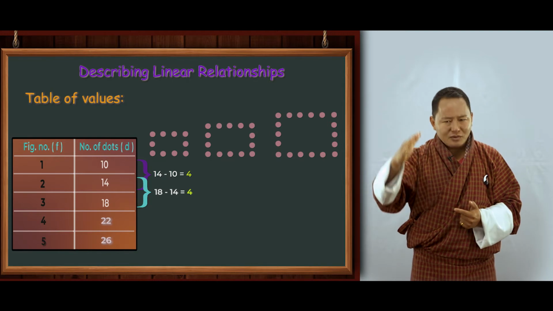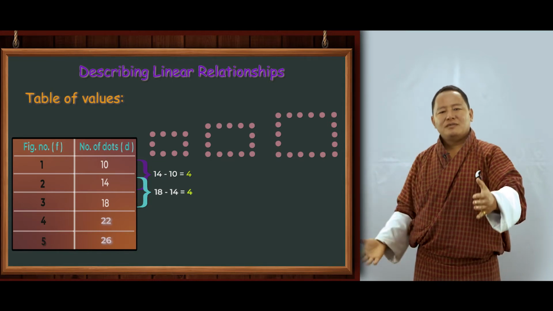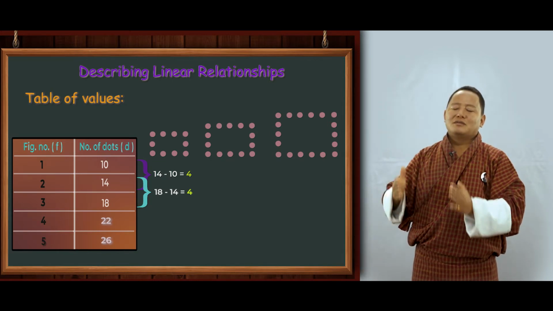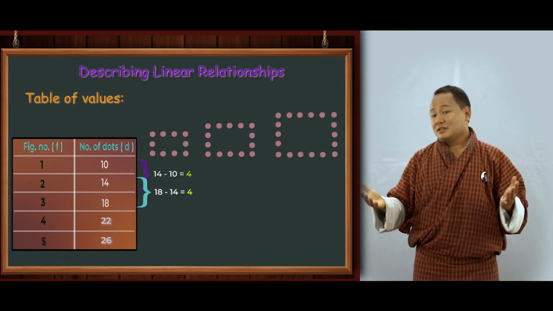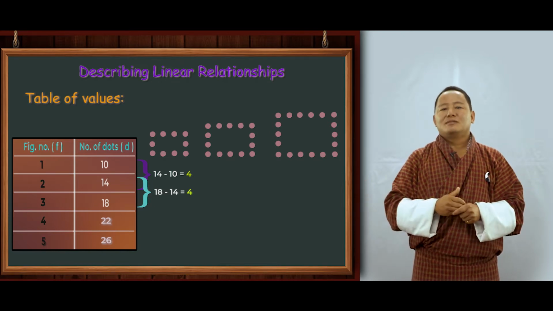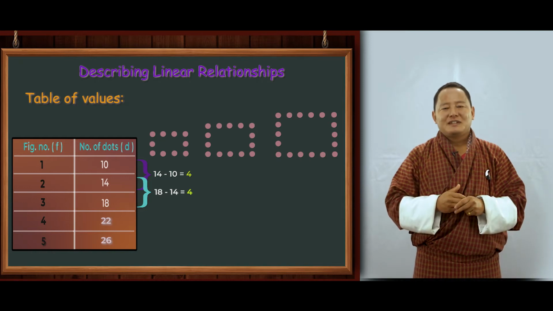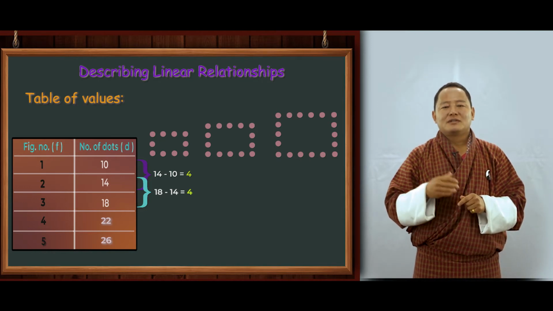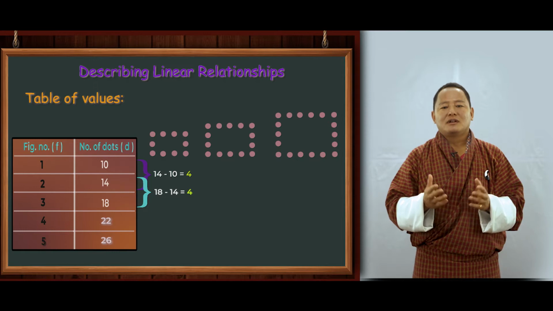Likewise, as we move on, no matter how many figures there are, we can keep on adding 4, 4, 4, 4, and then we will get the value. So that is called table of values. This is the method of describing relations using table of values.